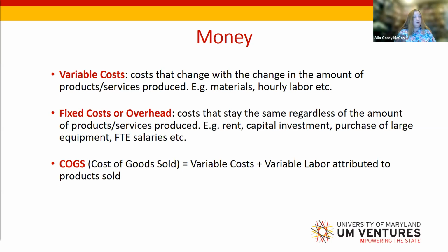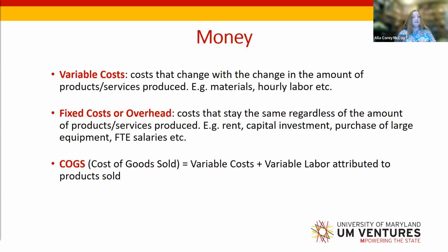When you're talking about costs, costs could be variable or fixed or overhead. So variable costs are costs that change with the change in the amount of products or services produced. For example, if you use more materials, or you pay your employees hourly to make or put together your hardware or your products. So those are variable costs. They can be attributed to each new item or new product or service that you produce.